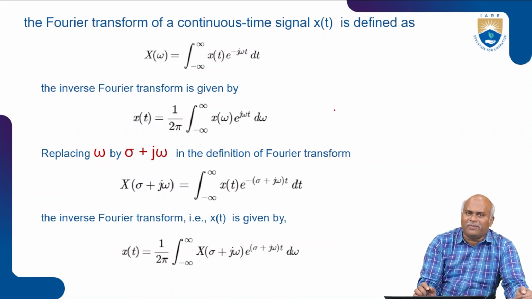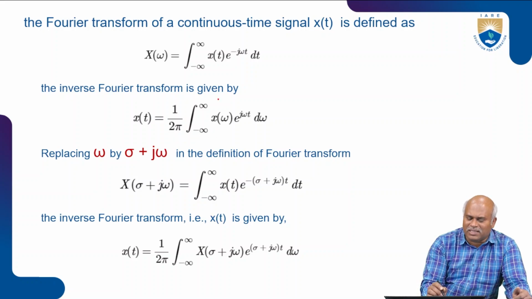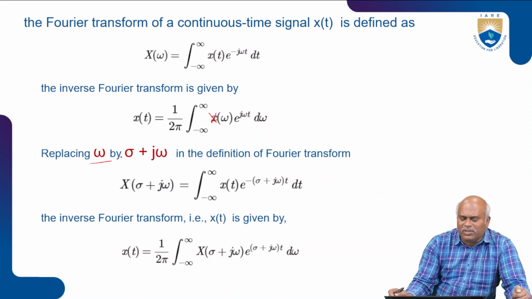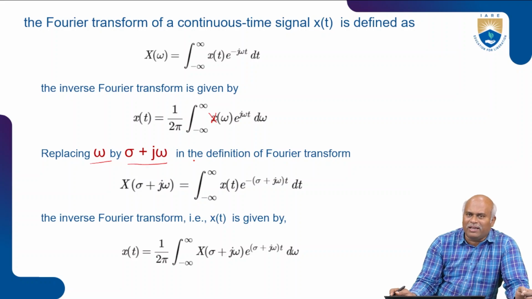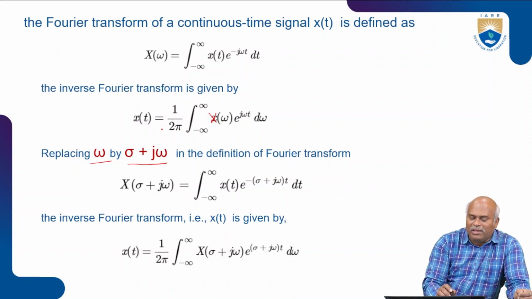As per the statement of the inverse Fourier transform, x(t) is equal to 1 by 2 pi, integration from minus infinity to plus infinity of X(omega) e^(j omega t) d omega. Now I should replace omega, represented as sigma plus j omega, in the definition of the Fourier transform. Where omega is present, I should substitute sigma plus j omega.